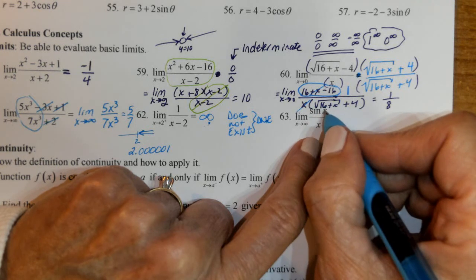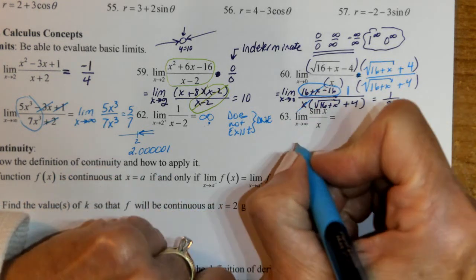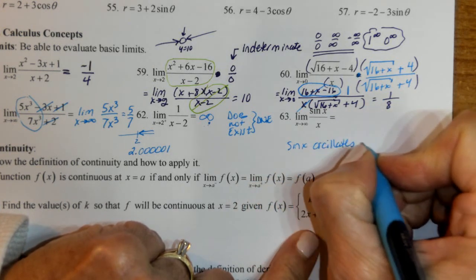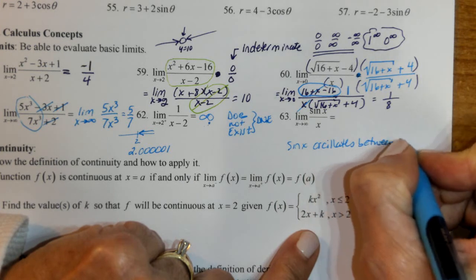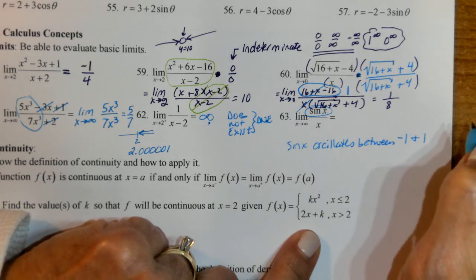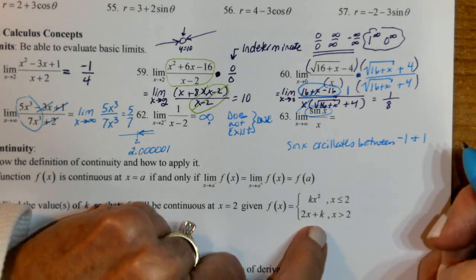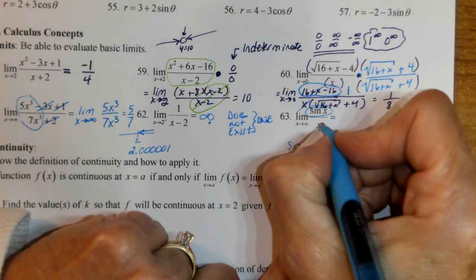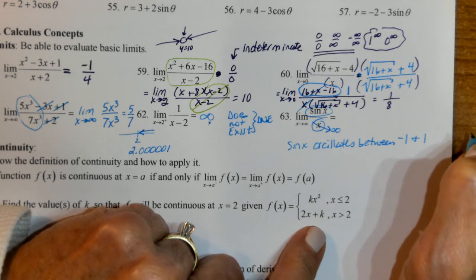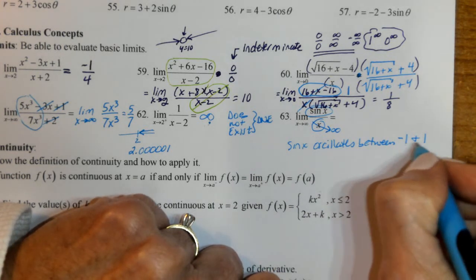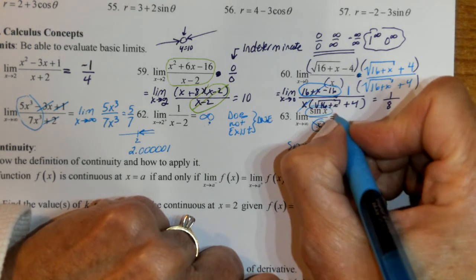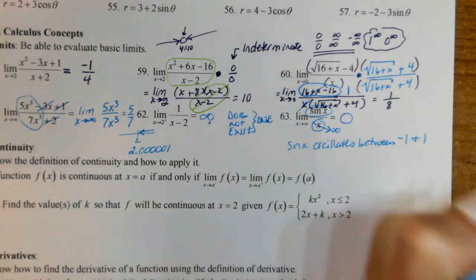Well, sine oscillates. Sine x oscillates between -1 and 1. So up on top, I have some number between -1 and 1. And I'm dividing it by a huge unbounded number. If you divide a number between -1 and 1 by an extremely large unbounded number, you get 0. So that limit is 0.